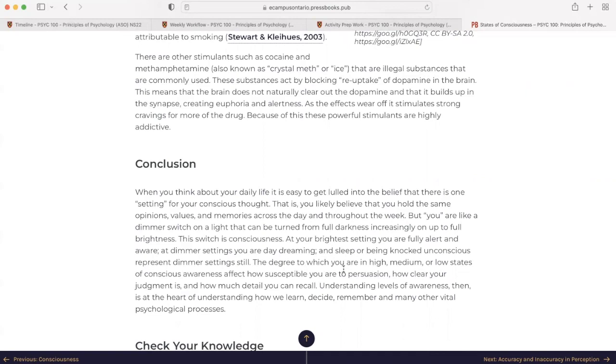At your brightest setting, you are fully alert and aware. At a dimmer setting, you are daydreaming. And sleep, or being knocked unconscious, represent dimmer settings still. The degree to which you are in high, medium, or low states of conscious awareness affects how susceptible you are to persuasion, how clear your judgment is, and how much detail you can recall. Understanding levels of awareness, then, is at the heart of understanding how we learn, decide, remember, and many other vital psychological processes.